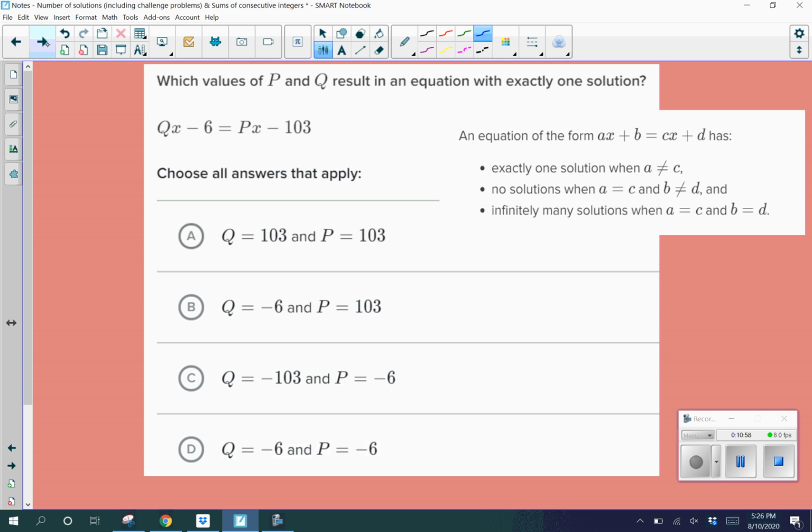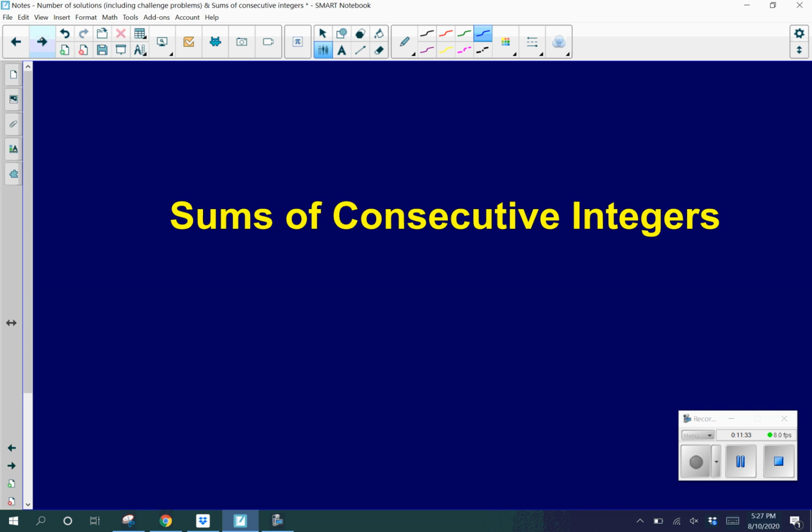Okay. Here we're looking for exactly one solution. So the only thing that we need is for A and C to not equal each other. In this case, that means Q and P cannot be the same number, which means A will not work. B does work because they're two different numbers. C works because they're two different numbers. And D does not work because those would be the same numbers, and we don't want them to be equal to each other. So in this case, B and C were the only correct choices.